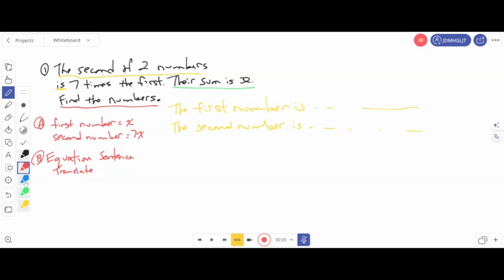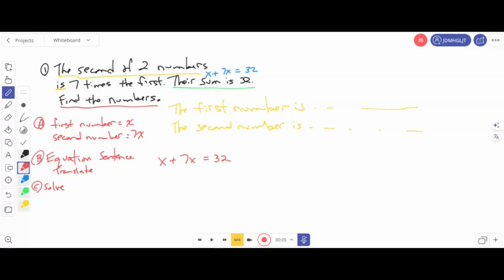Translate. Sum means add together. The first number plus the second number is 32. First number plus the second number is equal to 32. x plus 7x equals 32. Now we solve.